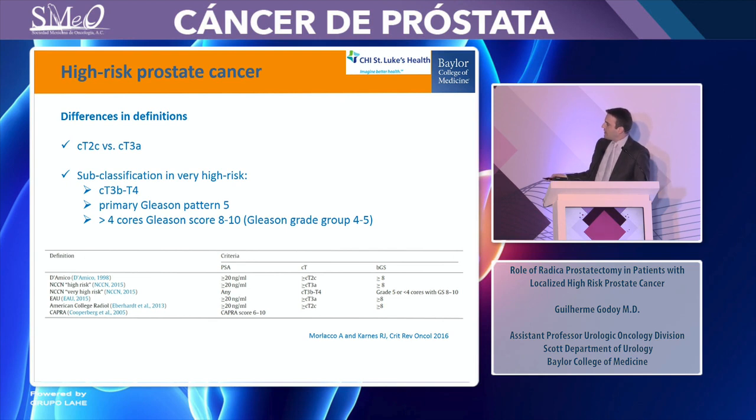In patients who have a Gleason score, a total sum score of 8, 9, or 10, or the new Gleason grading group of 4 and 5. More recently, there has been a subclassification into a very high-risk group within the high-risk tumors, and that's defined by having a clinical T3B or T4, a primary Gleason pattern of 5, or a total Gleason score of 8 to 10, and 4 or more cores.